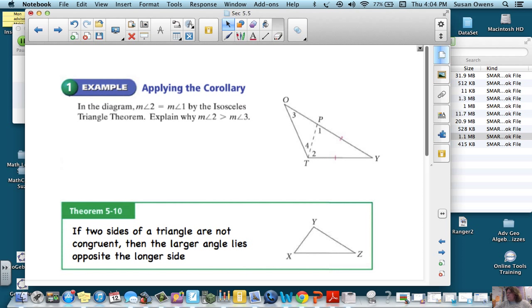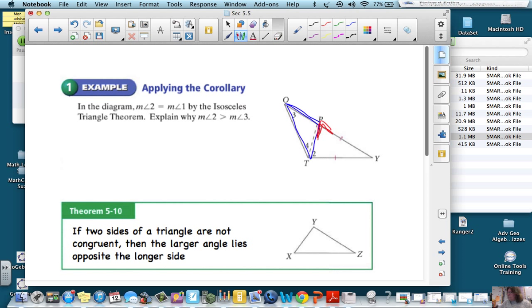In this diagram, we're told that the measure of angle 2 equals the measure of angle 1 by the isosceles triangle theorem. They want you to explain, not prove, just explain why the measure of angle 2 is greater than the measure of angle 3. If you take a look at the picture, we've got a triangle here, OPT, and angle 1 is the exterior angle for that triangle.